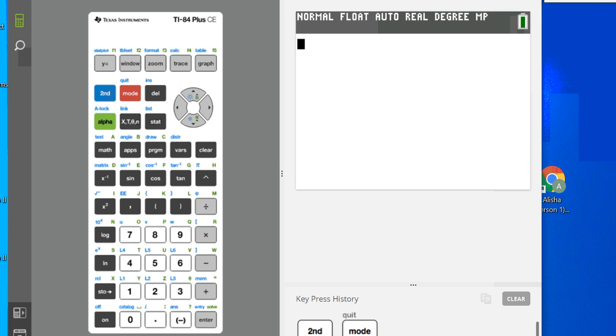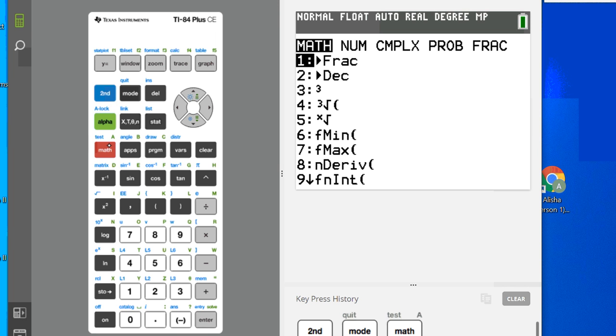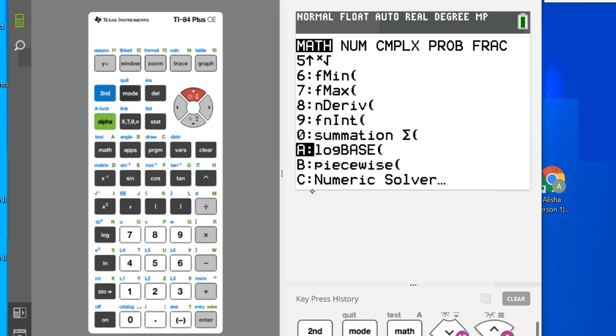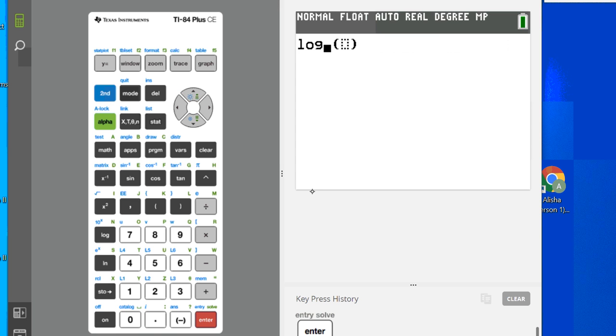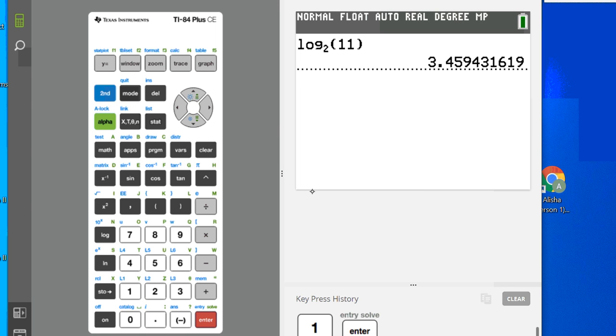So you actually want to go right here into what's called the math menu. And if you see it says math and then it's got 1, 2, 3, 4, and so on. If you push the down button until you get to the bottom, look at what this one says right here, log base. If you choose that one, see how it's got a little square down at the bottom, okay, put a 2 because that's our base. And then up inside the parentheses, hit 11 and enter, and you get that same number as we got before. So whether it's on the calculator or on Desmos, it doesn't matter. You just have to know the different keystrokes for each one.